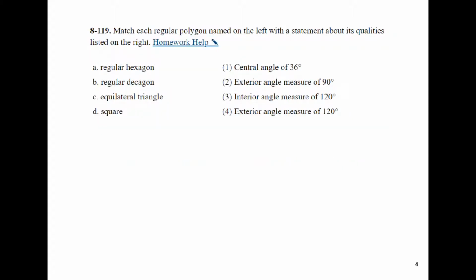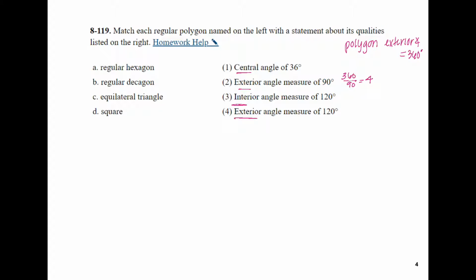Match each regular polygon named on the left with a statement about its qualities listed on the right. A regular hexagon. So remember, when we talk about central angles, exterior angles, interior angles, for any polygon, our exterior angles equal 360 degrees. So on these two problems where they say our exterior angle is 90 degrees, we could take 360, divide that by 90, and we would know that we have a four-sided figure.